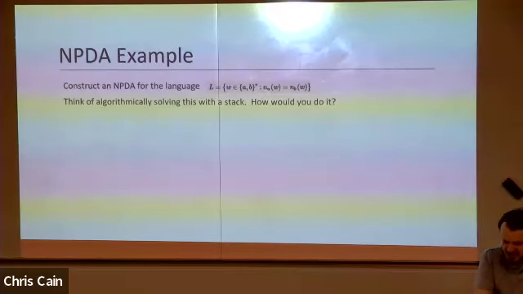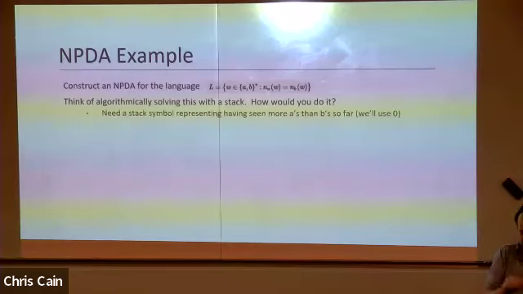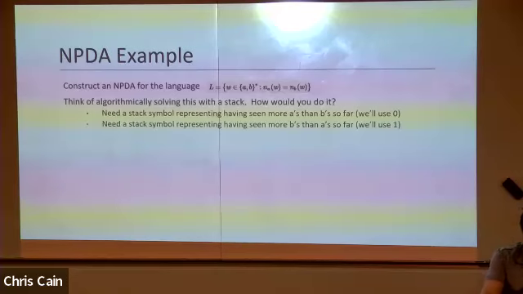So what we need to do here is we need to have two different stack symbols. We need a stack symbol representing that we've seen more A's than B's so far, and another stack symbol that says that we've seen more B's than A's so far. And again, I like using different alphabets for the string and for the stack. This does not have to be the case, but it certainly helps us as we are learning this and trying to differentiate between those two different alphabets.